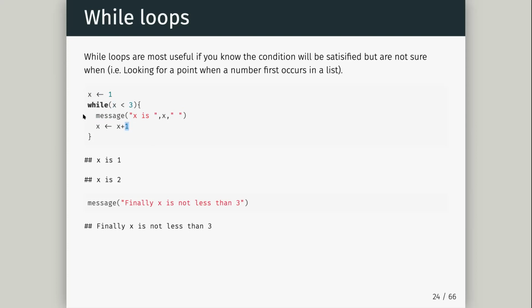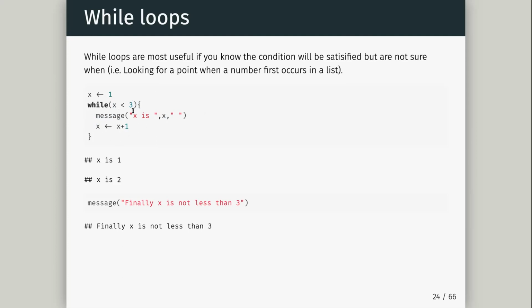The first time it comes through the loop, x is 1, 1 is less than 3, so it's going to print the message, x is 1. Then it's going to add 1 to x, so now x is 2. When it comes through again, 2 is still less than 3. It's going to print that message, x is 2. And then it's going to perform the next line and add 1 to x, so x is going to become 3. As it comes through the loop the third time, it's not going to be true anymore. 3 is not less than 3, so it won't do this message.